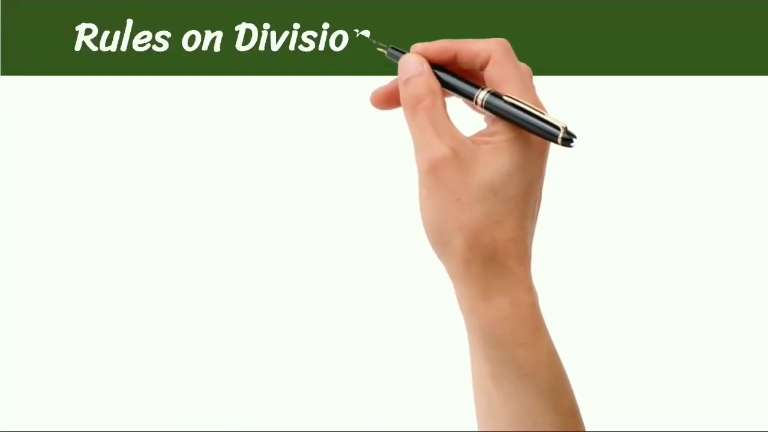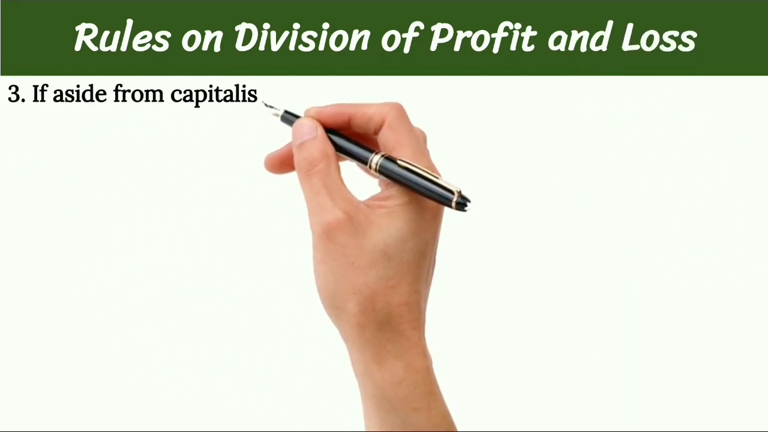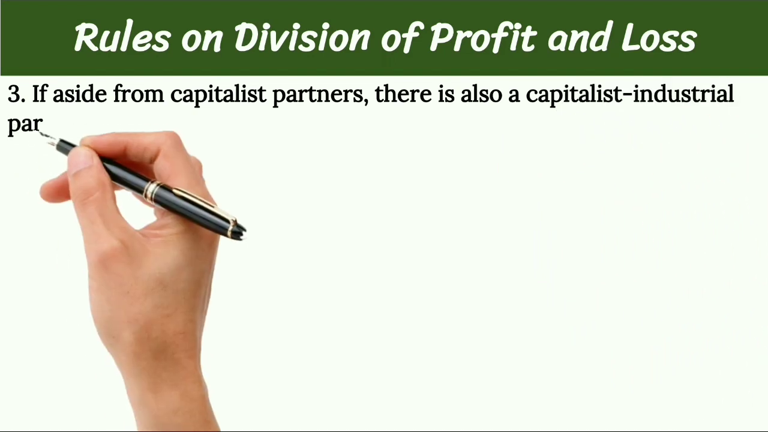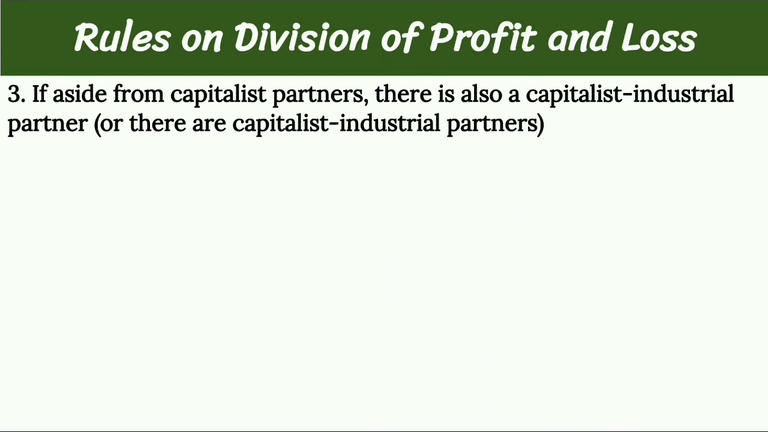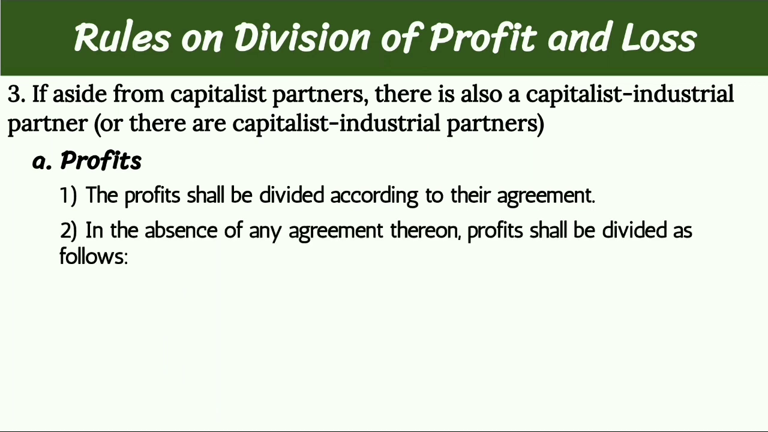Let's now proceed to the rules on division of profit and loss. If aside from capitalist partners, there is also a capitalist industrial partner or there are capitalist industrial partners, kapag may profit ang partnership, hahatiin nila yung profit according to their agreement. In the absence of any agreement thereon, profits shall be divided as follows.